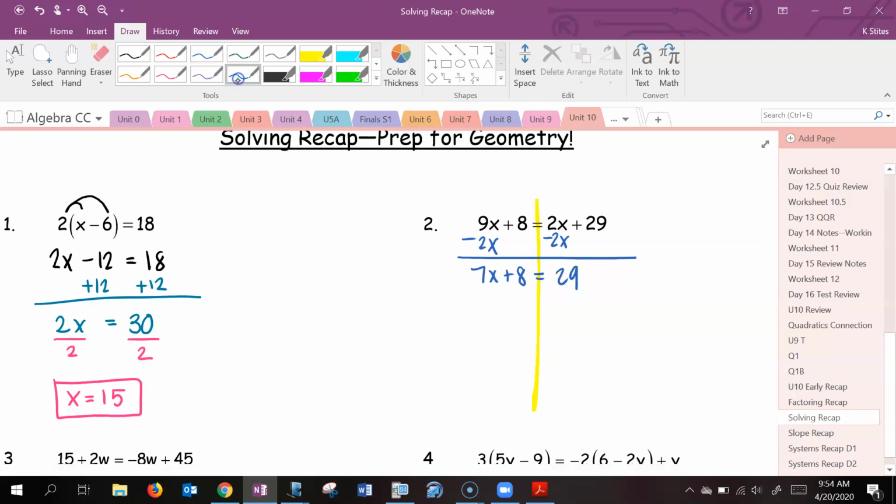All right, and now this problem is just like what we had over in number 1. We want to get the x by itself, so we will subtract the 8 first. And you're welcome to use your calculator as needed. 29 minus 8 is 21. And then finally, we'll go ahead and divide. Oops, sorry, I'm thinking about what the answer is. So divide by 7, and x equals 3.